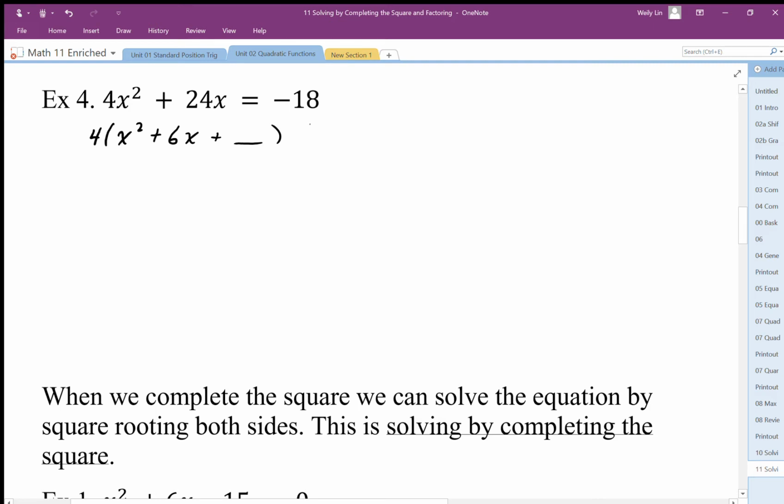So I've set up there how to get my perfect square. Again, I need to complete the square here, so I need to take half of 6 and square it. And then I need to balance the equation. So I've got 4 groups of 9 on one side, so I'm going to add the same amount to the other side to keep it all balanced.